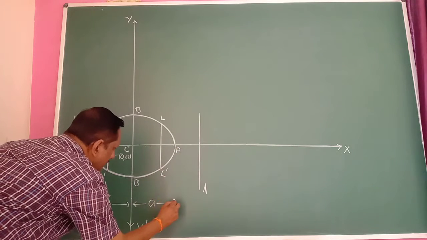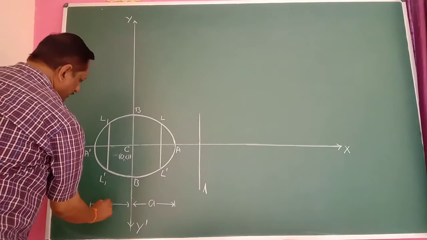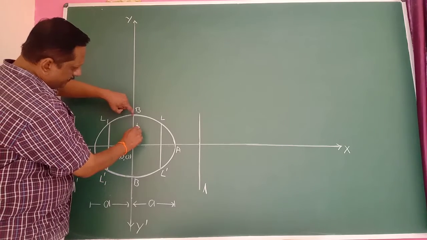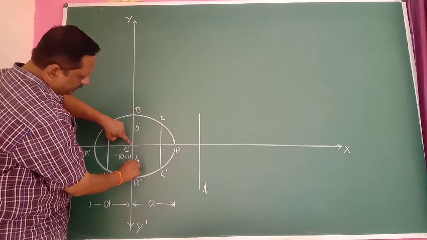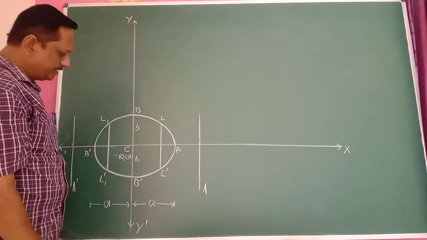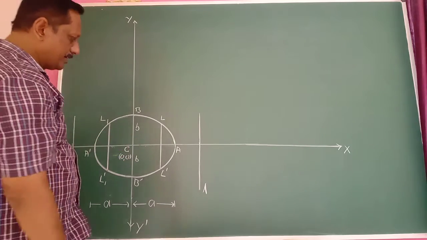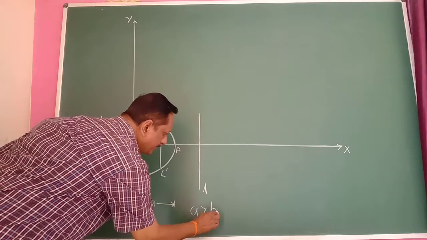That is, CA and CA dash both are a units here, and CB is b, and CB dash is also b. This length is b units, this length is also b units here. And in this case, a is greater than b. Okay, so a is greater than b.